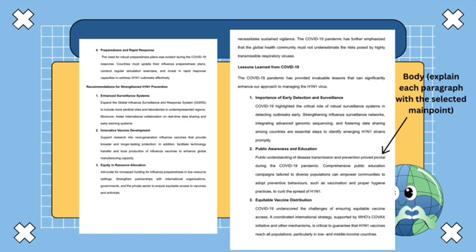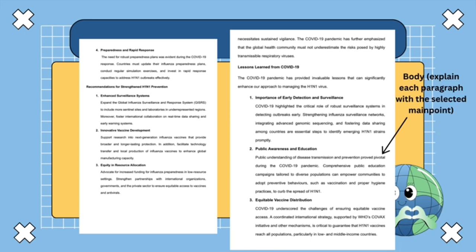Fourth, preparedness and rapid response, which is needs to be robust preparedness plans, was evident during the COVID-19 responses, that country must update their influenza plans and conduct the regular simulation exercise and invest in a rapid response capacities to address H1N1 outbreak effectively.